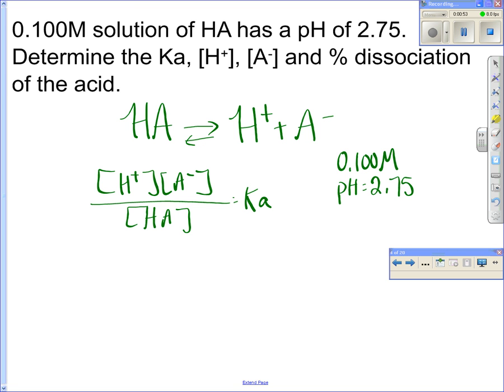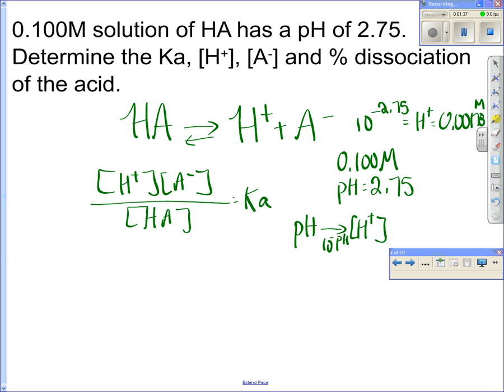Well, going back to our little chart, if I know pH, I can go backwards to the H plus concentration very easily by doing 10 to the negative pH. So all I'm going to do is say 10 to the negative 2.75, and that's going to give me my H plus concentration. You can leave it if you're not asked for the concentration, but the problem does ask for it, and I know that it's 0.00178 molarity.